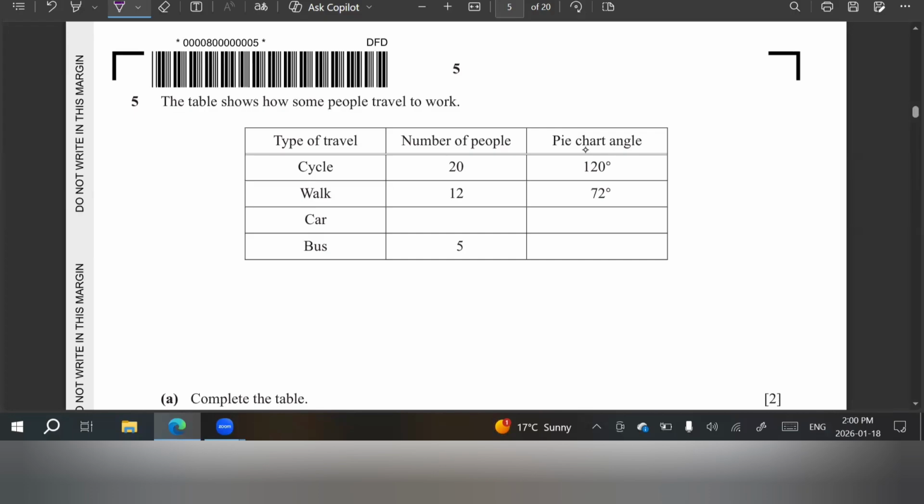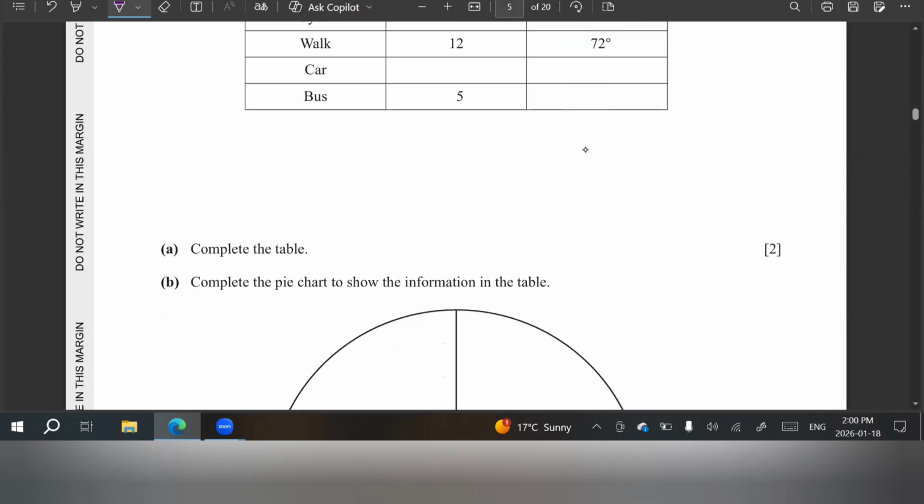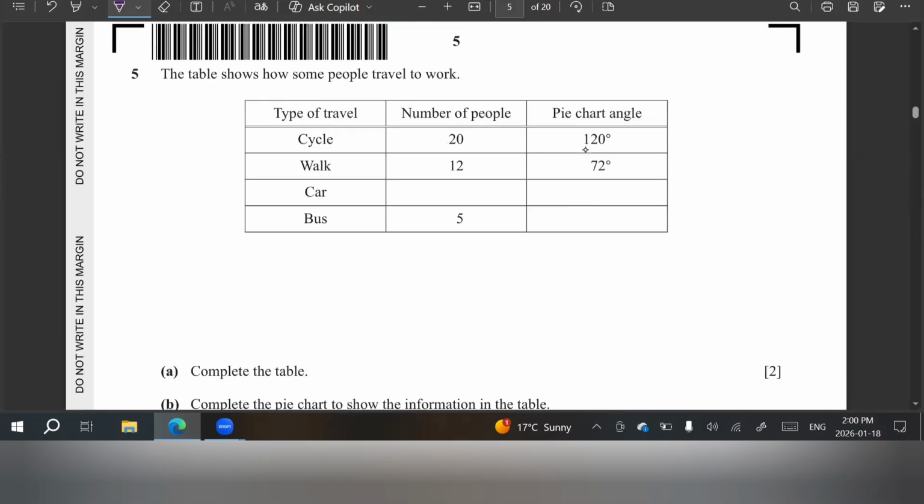For the car, we don't know the number of people, and we don't know the pie chart angle. For bus, we know the number of people, but we do not know the angle on the pie chart. So very easily, he said to complete the table. It's a 2 marks question. He wants me to complete this table. So I'm going to use the method of proportion.